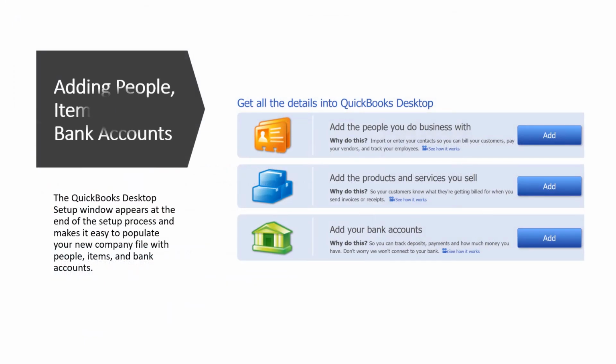Adding people, items, and bank accounts. As a part of the setup process, you have the option of adding the people with whom you do business, the products and services you sell, and your bank accounts. It's up to you whether you enter the information here or in the individual lists later. The beginning balances of accounts can be entered during this process as well.